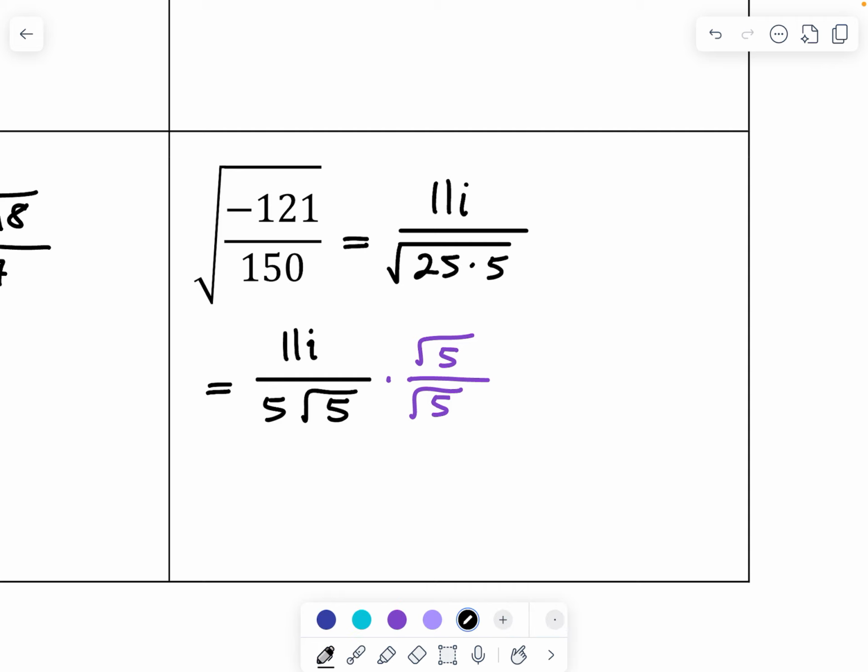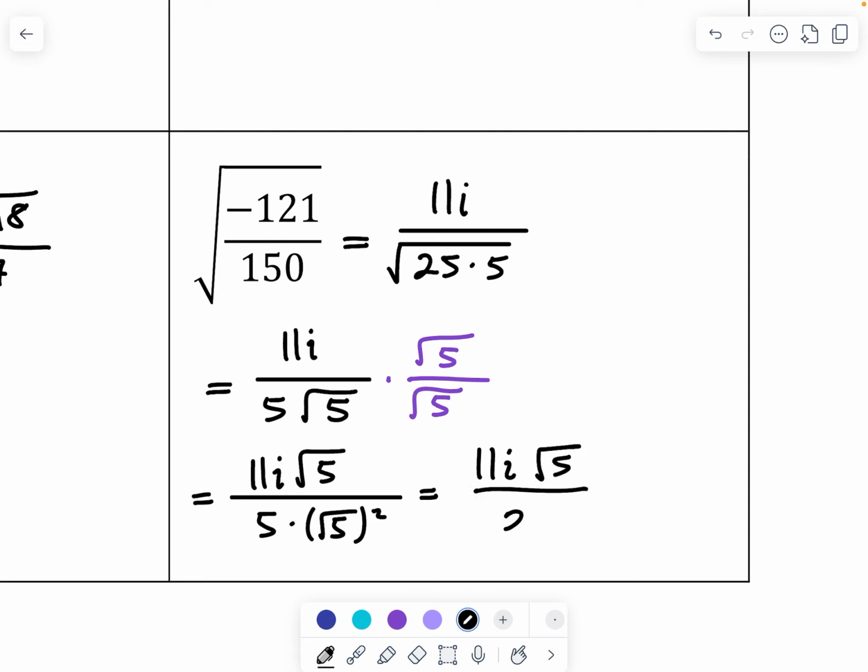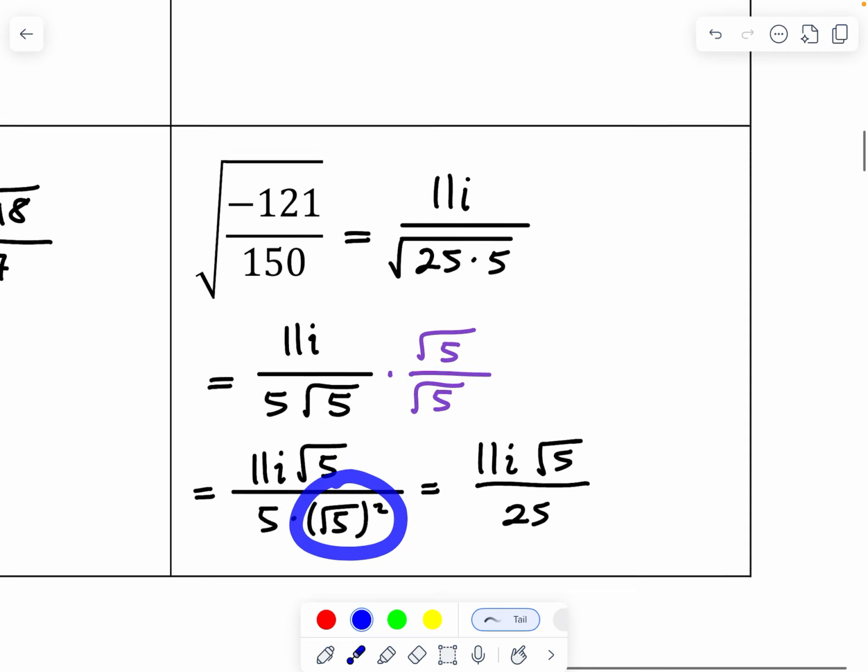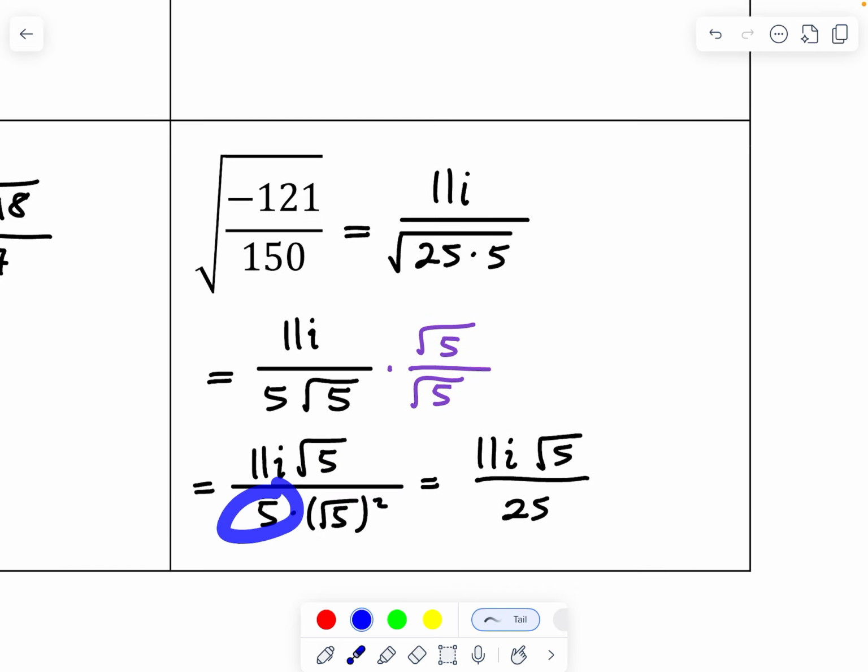So this would simplify to 11i root 5 over 5 times root 5 squared, which is 11i root 5 over 25. So not a big deal if you don't see all those pieces. You might have to pause and think about it, right? Root 5 squared is 5 times 5, which gives you 25. So that would be the answer for that one.